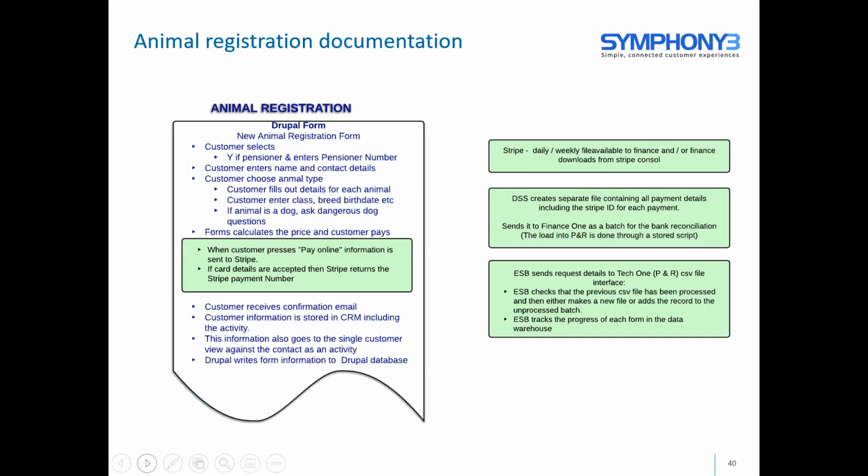I guess the final one is animal registration. What I wanted to demonstrate here is that we can take payments, obviously. We use a system called Stripe. But the other thing is that I think we were trying to get into Tech 1 at the time, and we didn't have access to the APIs, but we were able to use the DSS to create batch uploads. And you'll see the use of CSV files here.